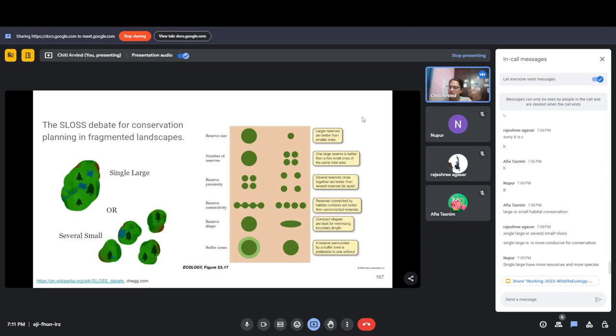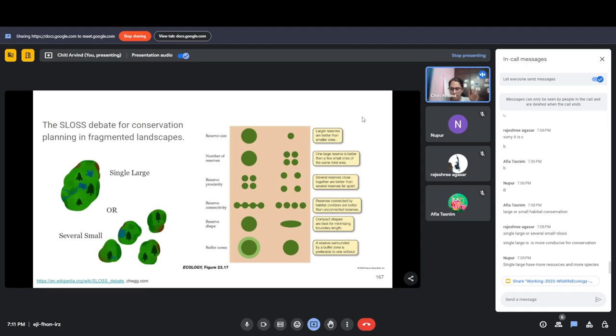In this case, closer proximity helps, because if there are species that move between these areas, it's probably easier if these suitable habitat fragments are closer to each other, right? When you have connectivity versus non-connectivity, definitely connectivity is the one that is preferred.